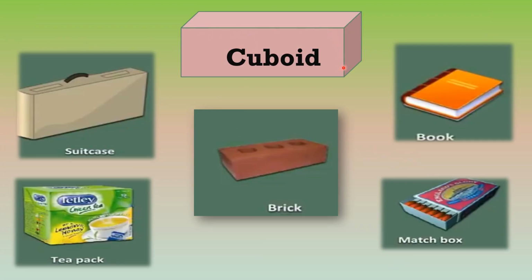This solid shape is called cuboid. Can you give some examples of cuboid? Suitcase, tea bag, brick, book, matchbox. All these are examples of cuboid.